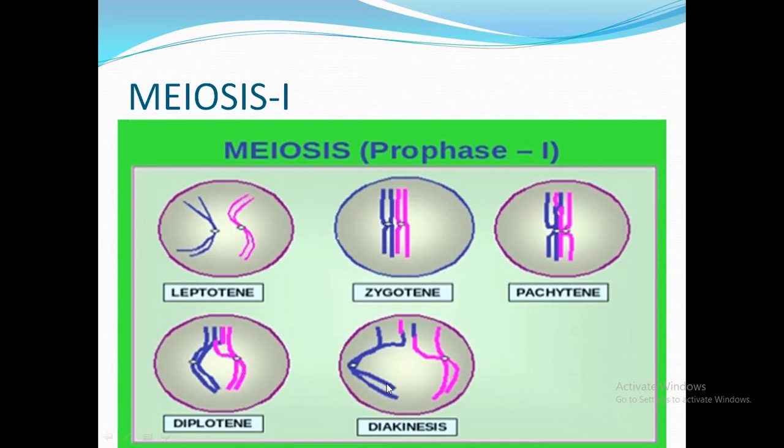Now in the next phase, that is diakinesis, the homologous chromosomes have moved away, but still they are closer at certain points. So in diakinesis, the homologous chromosomes are almost separated, but still they remain together. But in diplotene, they start moving away from each other, but here they have completely moved away. Still, they remain together in diakinesis.